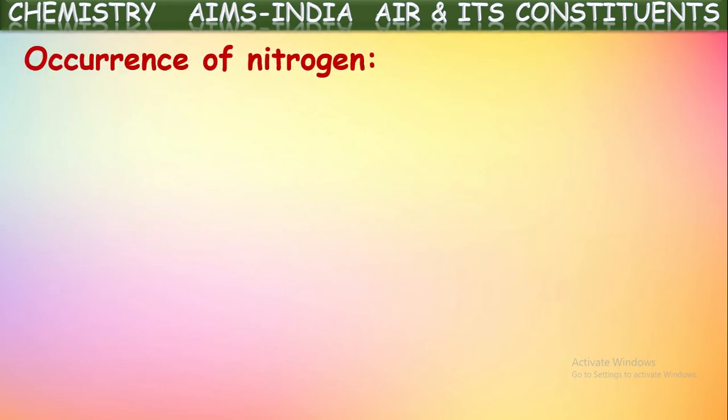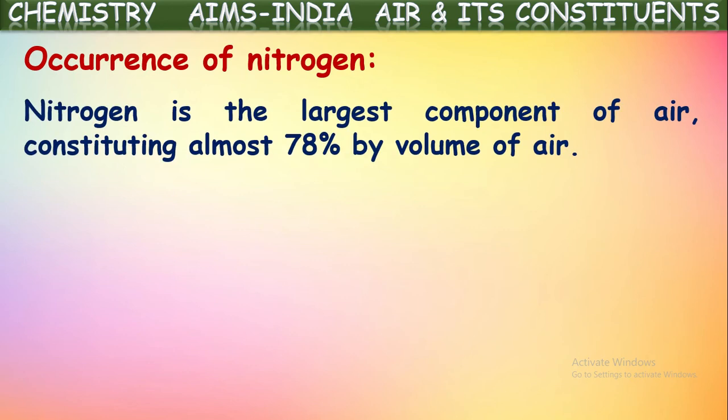How does nitrogen occur in the atmosphere? Nitrogen is the largest component of air, constituting around 78% by volume. Isn't it? The most abundant gas in the atmospheric air is nitrogen. We have heard this. What is the percentage of nitrogen gas in the atmosphere? Around 78% is available.